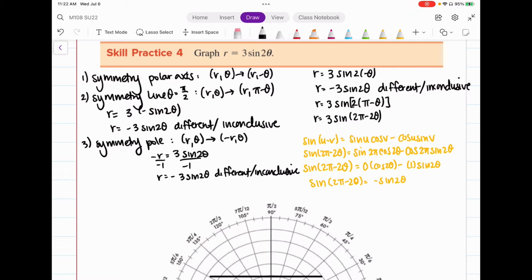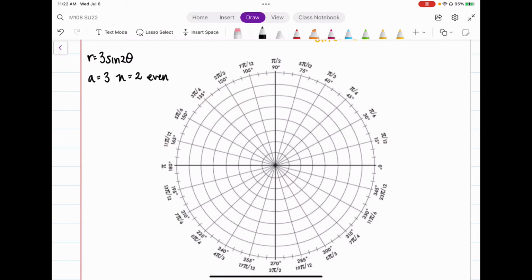So let's write that information down and determine some parameters for this graph. Because this is as if we had r equals a sine n theta, a is 3 and n is 2, and because n is even, there are 2n petals, which means we have 2 times 2, or 4 petals for our rose.